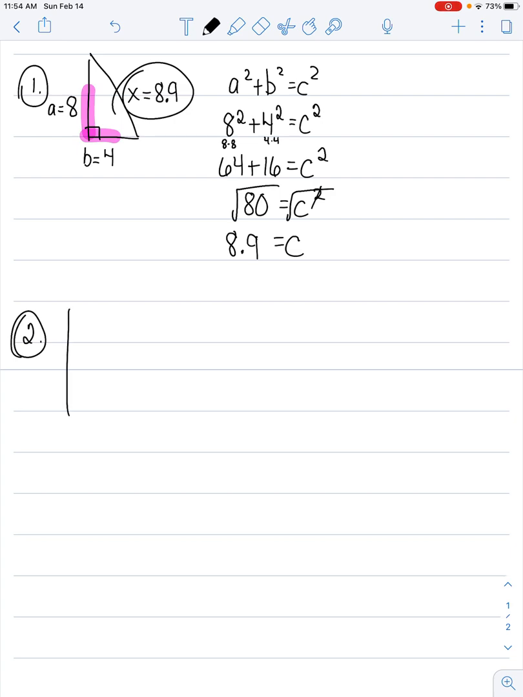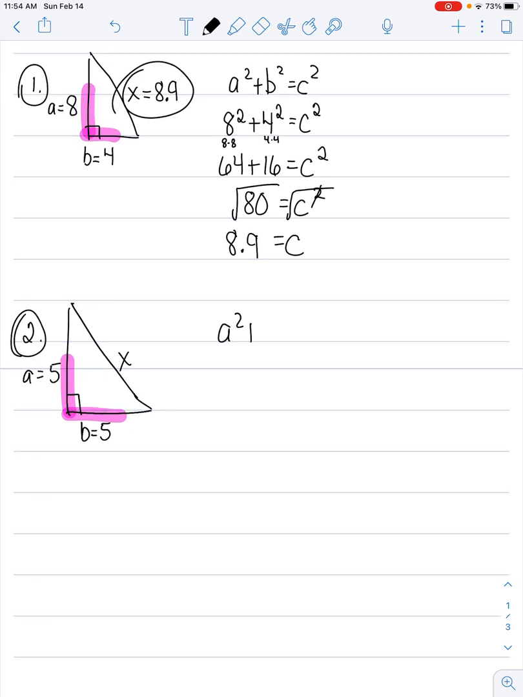So first, let's draw our right triangle. Draw your right angle. And let's say this side is 5. And this side is 5. And we want to know what the missing side is. So again, I look for my L. If I have both sides of my right angle, I have A and I have B. That's important. Now to find the missing side, I know I want C, or my hypotenuse. So I write my formula, A squared plus B squared equals C squared.